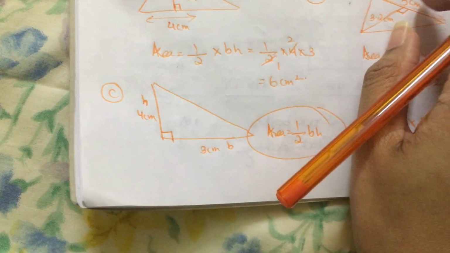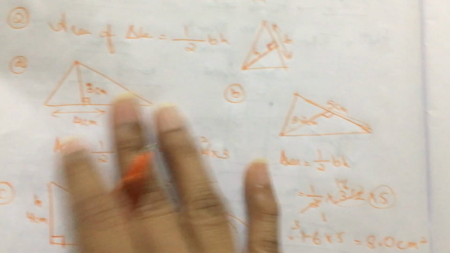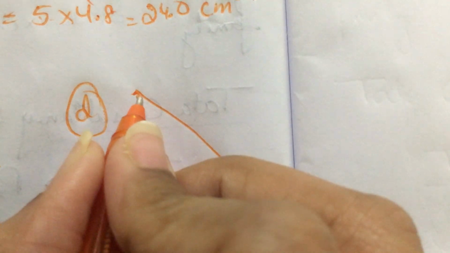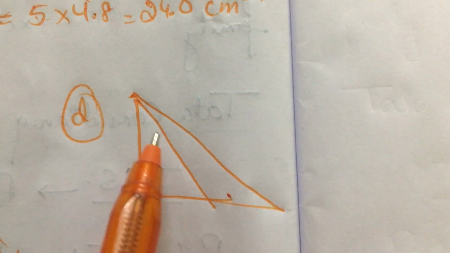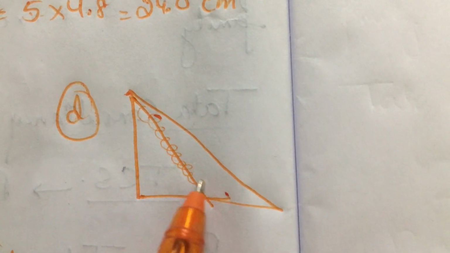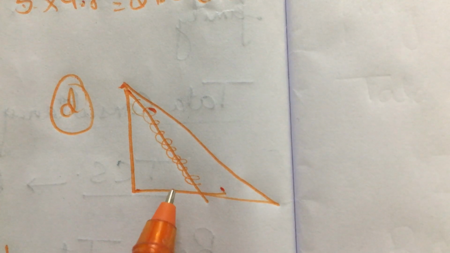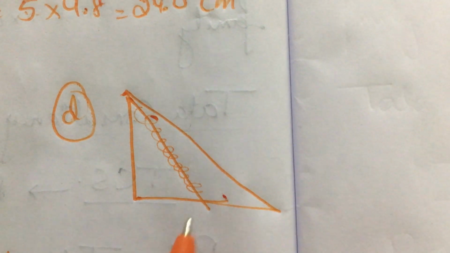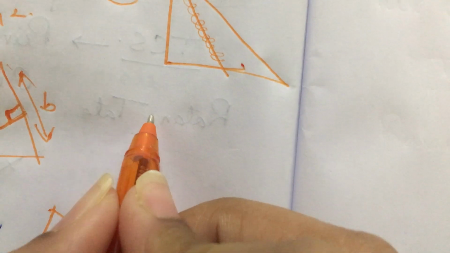Now in the following figure, the D figure, what did they give? They gave the shape like this, and they gave some line like this. This line is just given to confuse you. This does not have anything to do with our thing. The actual triangle is like this.